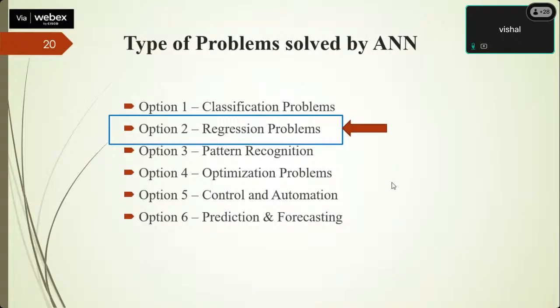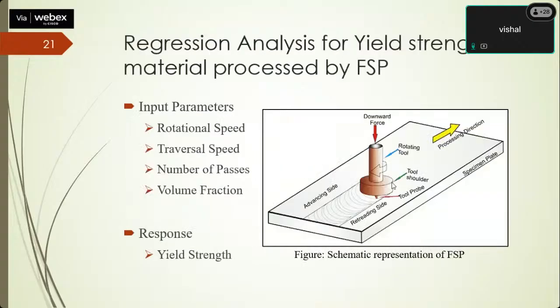So what are the types of problems? As we discussed, the artificial neural network can solve classification based problems, regression based, pattern recognition, optimization, control and automation, prediction and forecasting. In this lab session, we will perform the regression problem, which can also be used for prediction. Which regression problem are we going to use in this session? First I want to clear this up: this is the schematic of the friction shear process.